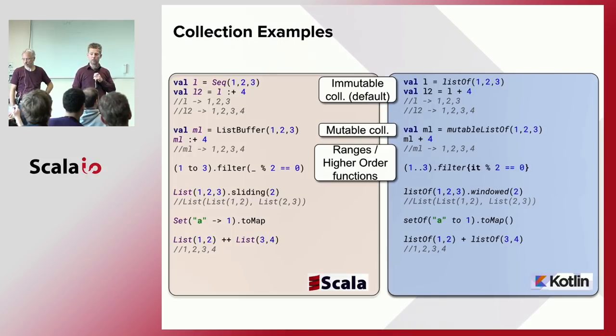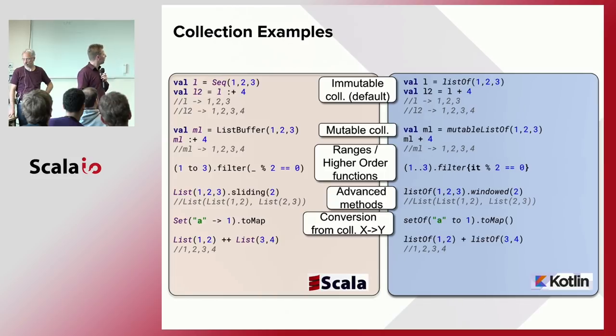We can do ranges and specialized ranges with filters. We can do advanced methods like windowed, or in our case, what we probably know as sliding. We can easily convert between the different types of collections, which is something I really miss in Java. And we can also do a concat. Have you ever tried doing concat in Java? That's why we chose Scala, right? And well, they have the same thing for Kotlin, though they use the limited set of operators available.